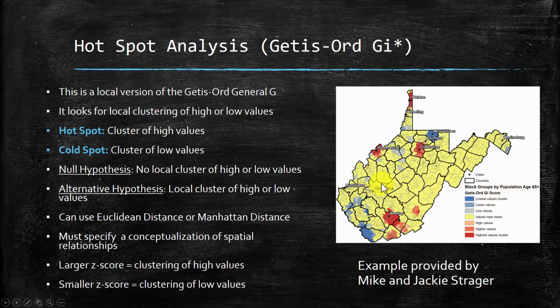So again, in this case, block groups have similar high values of people over 65. So the Parkersburg area, Beckley area, Clarksburg area, Weirton, and so on and so forth. Again, some interesting spatial patterns there around cities and some differentiation between cities, Morgantown versus Clarksburg, for example.